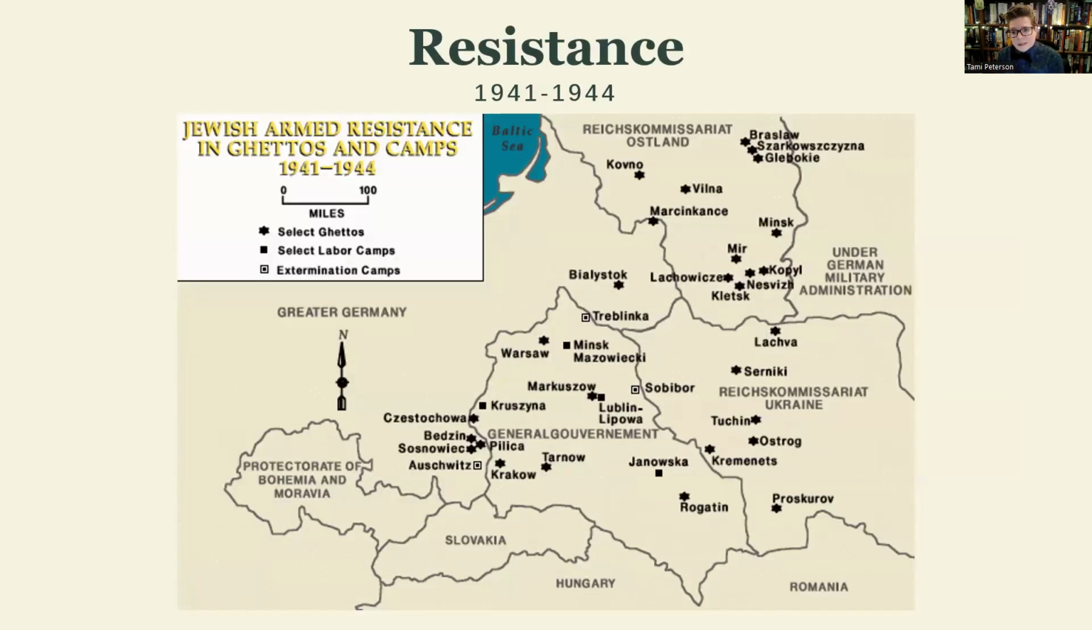Here's a map of some of the instances of resistance from 1941 to 1944. It should be noted that this is armed resistance in ghettos and camps. There were many different types of resistance that people undertook, even down to the personal level.